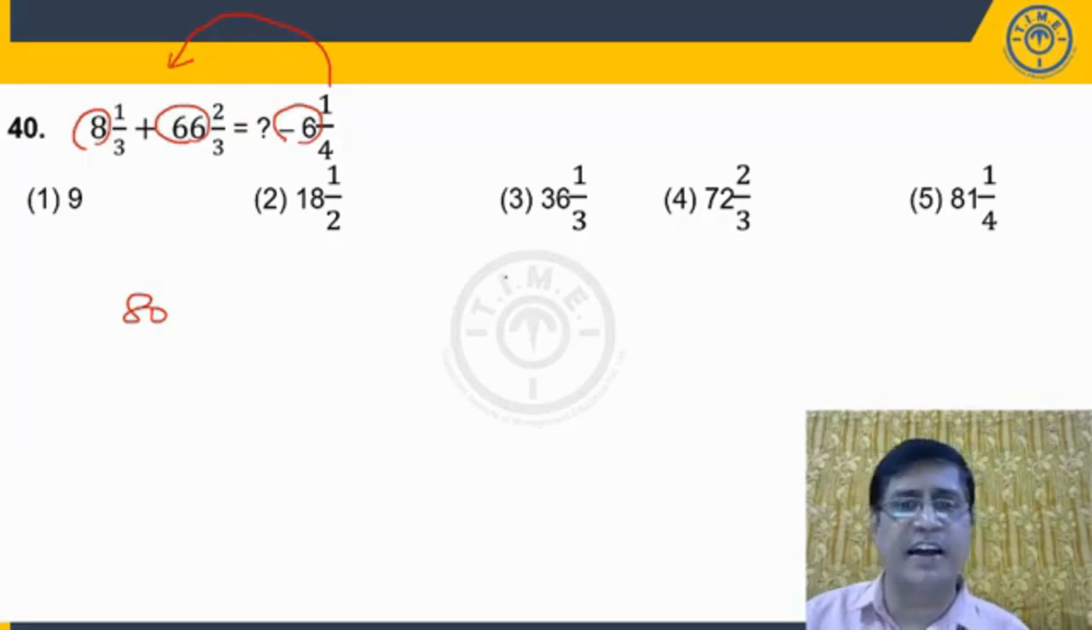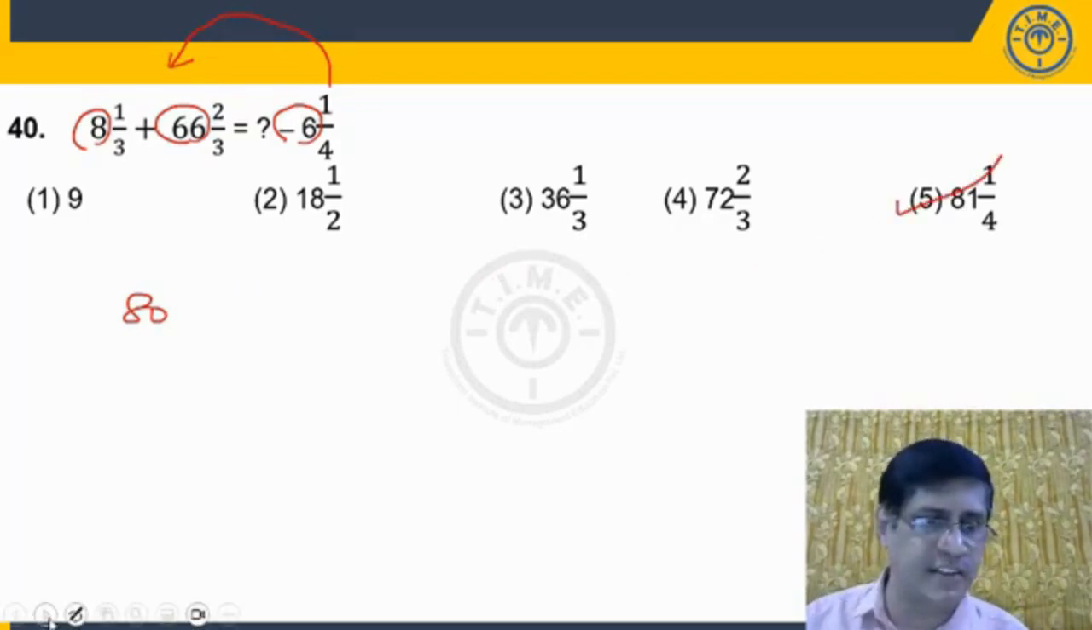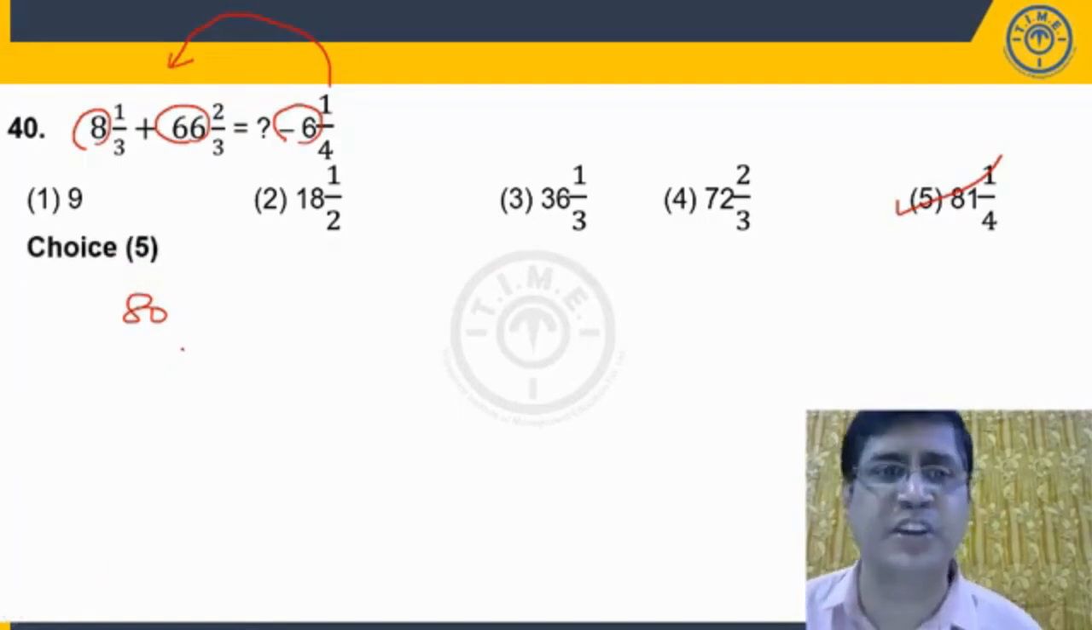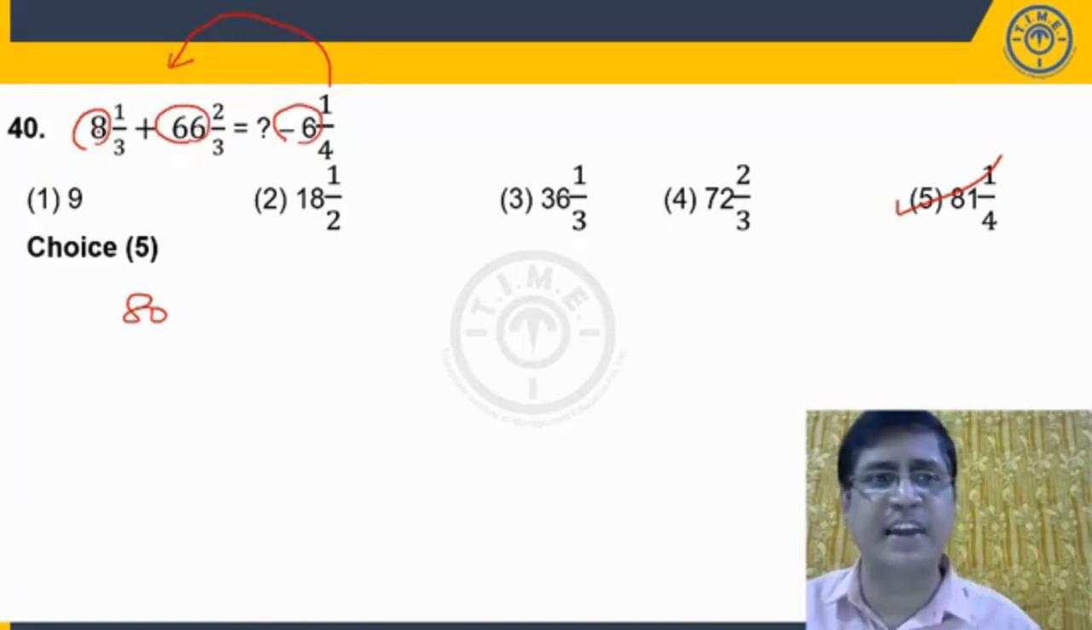So what is the right answer here? The right choice is option number 5. Fifth choice is the right answer. Am I clear? I am not adding all these, I am just checking here. What is that? 6 plus 66, 72 plus 8, 80. Now by adding the proper fractional values, you will get something more than 80. So more than 80 means only one option is satisfying.